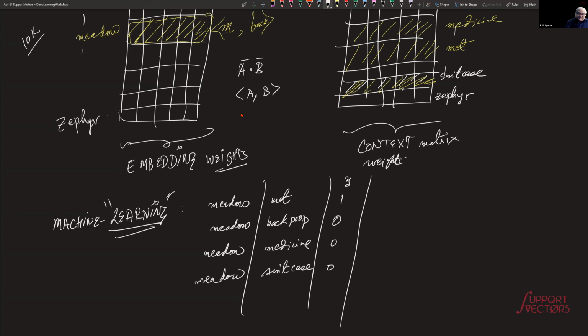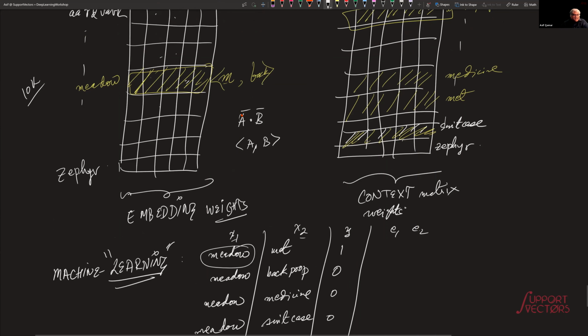Now what you do is you put this X, this word, and let me just call it X1, X2. You know that you have represented this as an embedding vector, E1 and E2. For each of these words, for meadow, there is an embedding vector. You can go look up this embedding vector here. Where is the embedding vector for meadow? Let me write it here. This is the embedding vector for meadow. This is the embedding vector for medicine.